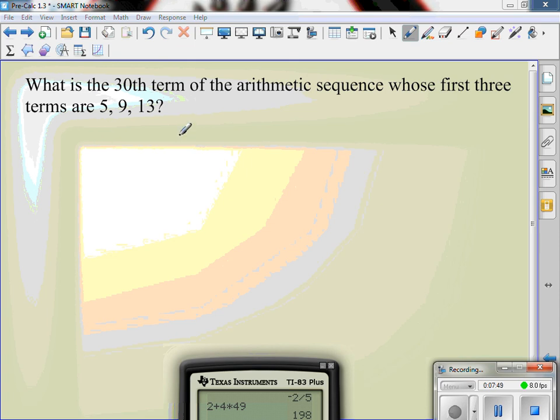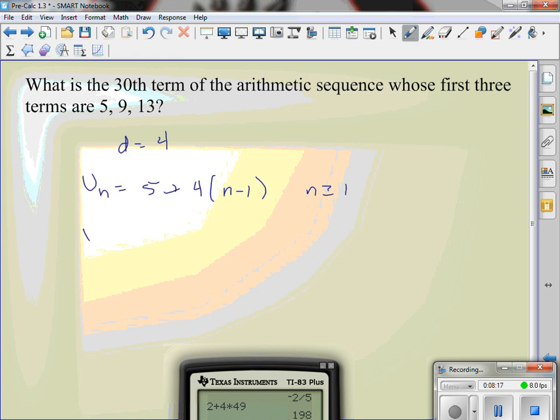What's the difference for this sequence? The difference is 4. Writing it explicitly, what would it be? U sub n equals 5, the first term, plus 4 times n minus 1. And I'm just going to tack on n is greater than or equal to 1.